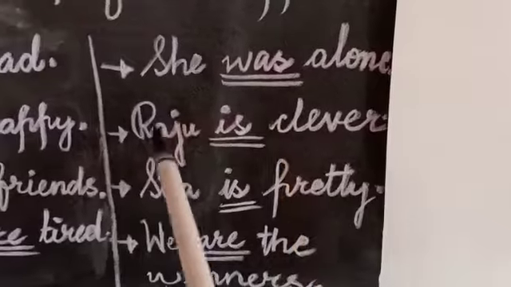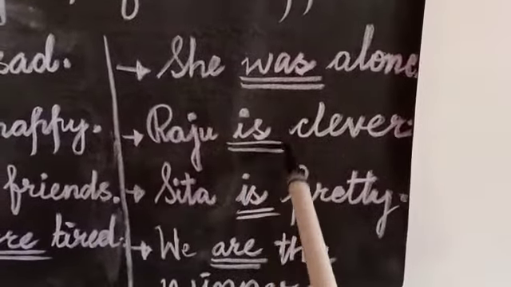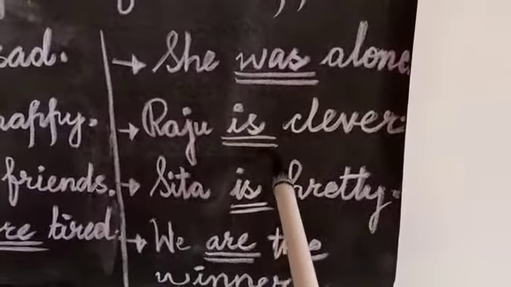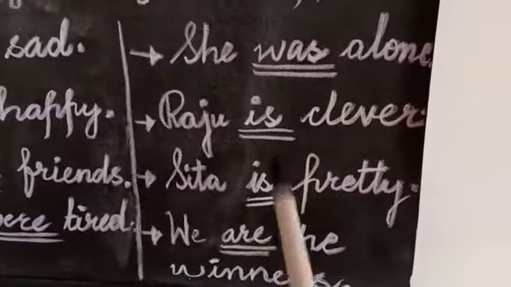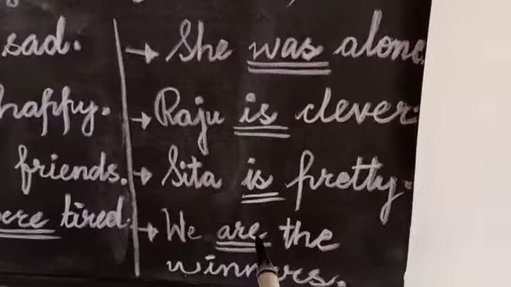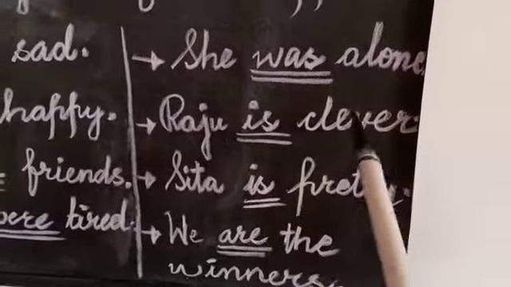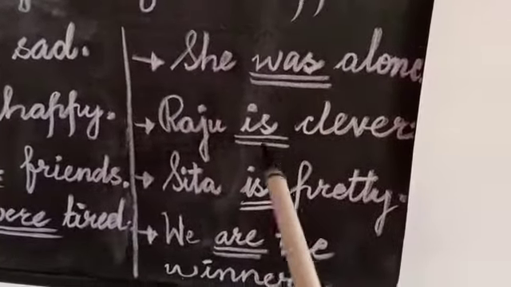"Was" is a verb. Raju is clever. "Is" is a verb. Sita is pretty. "Is" is a verb. We are the winners. "Are" is the verb. So again you can say that these are verbs, but not the action verbs, not the doing verbs. They are the verbs of being.